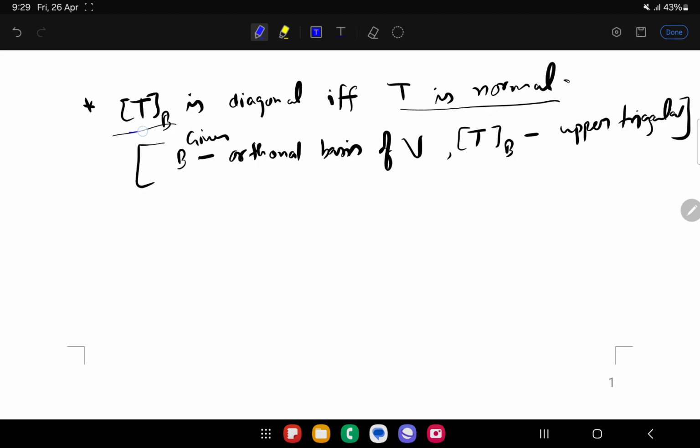The matrix representation of T with respect to an ordered basis B is diagonal if and only if T is normal. Okay, if T is diagonal, then T is normal, right? Because diagonal matrices basically commute. T star will also be diagonal, T is also diagonal, they will commute.